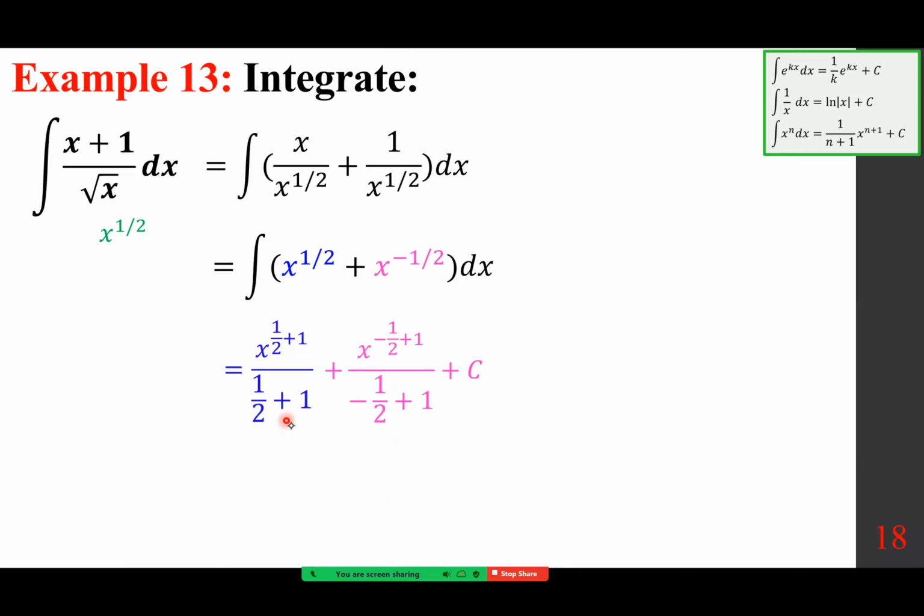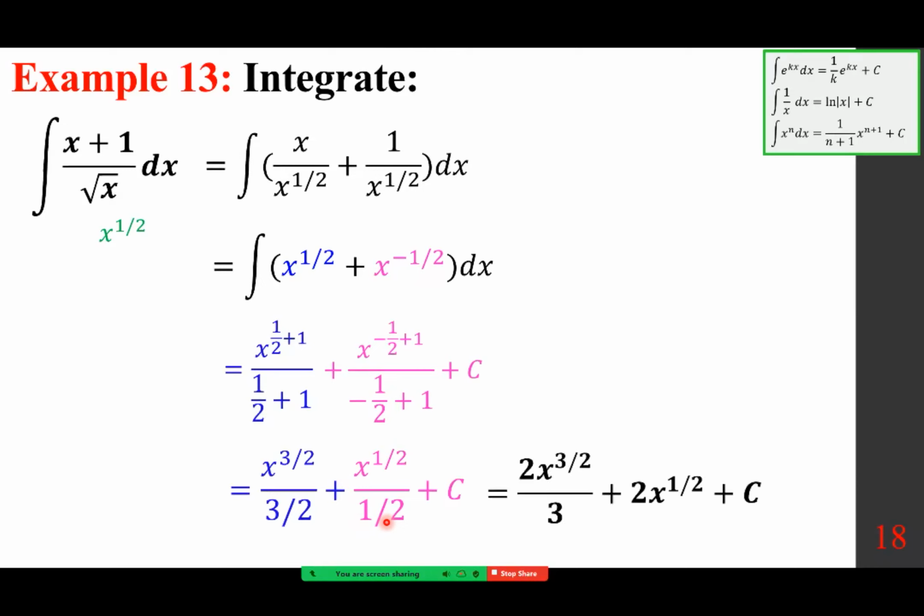They add up to 3/2. They add up to 1/2. 1 over 3/2 is 2/3. 1 over 1/2 is 2. And we're done.